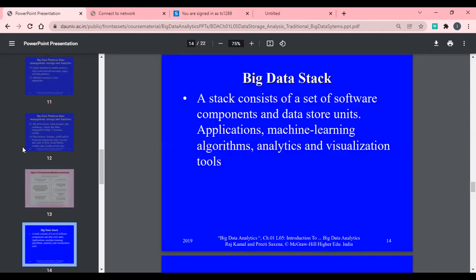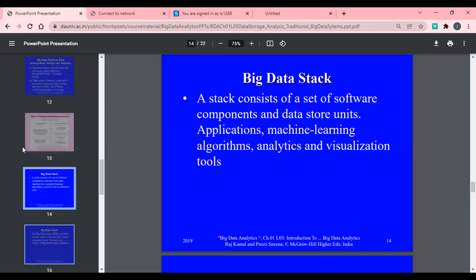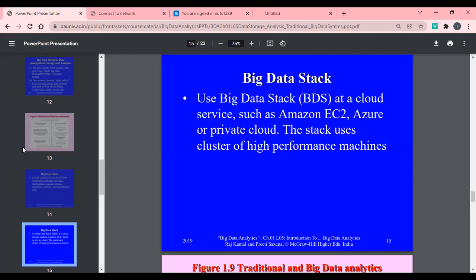Big data stack. The stack consists of a set of software components and data store units, applications and machine learning algorithms, analytics, and visualization tools. Stack approach is used for big data analytics and data management. Here we first use applications, machine learning, algorithms, analytics, and visualizations. The next one is the big data stack at the cloud service, Amazon is doing it, also private cloud. The stack uses a cluster of high-performance machines.